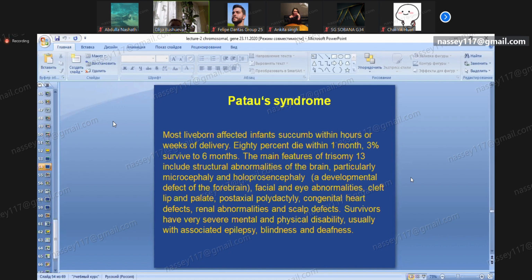The main features of trisomy 13 include structural abnormalities of the brain, particularly microcephaly and holoprosencephaly. These are developmental defects of the forebrain, different facial and eye abnormalities, cleft lip and palate, postaxial polydactyly, congenital heart defects, renal abnormalities, and scalp defects. Survivors have very severe mental and physical disability, usually with associated epilepsy, blindness, and deafness.